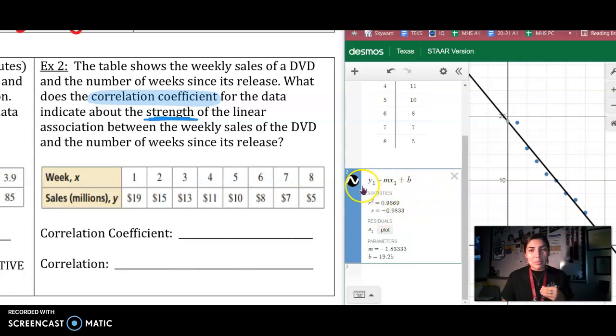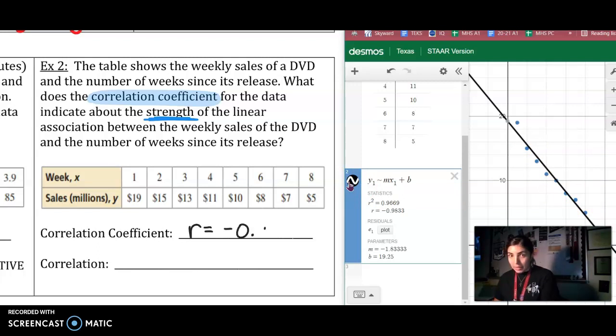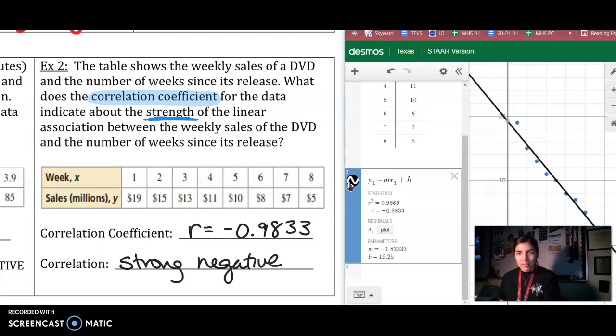Now this makes a lot of sense to me because if I hide this for a second, look at how tightly together and negative going downhill those dots are. So it makes sense that my correlation coefficient is negative 0.9833. One, that it's a negative correlation and that they're super tight together. This number would round up to 1. This is a strong negative correlation. The dots are super close together as if they were on a straight line. So it's strong as opposed to weak. And then this one's negative because it's going down.